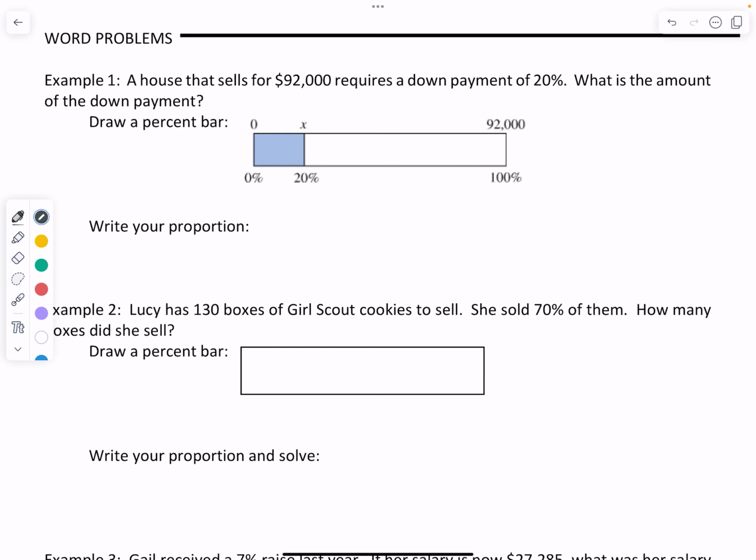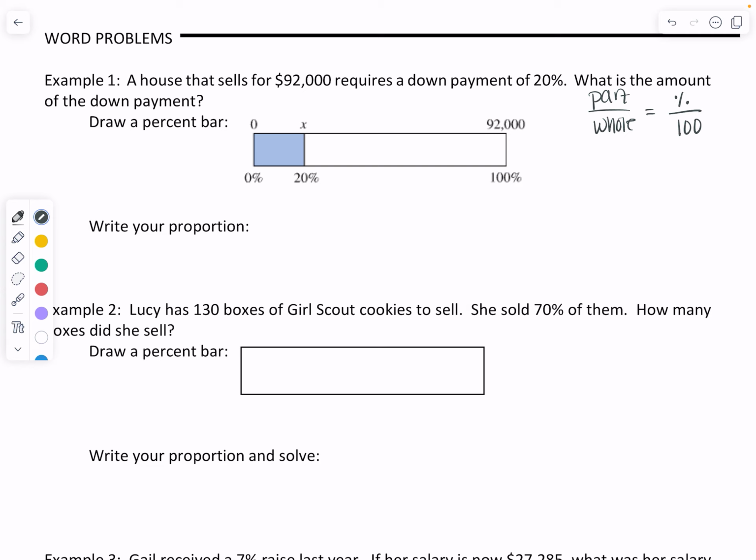So here's a couple of examples of some word problems out of this section. We're still looking at the same part over whole equals percent over 100. Same proportion we're setting up, but now the context is going to be in a real life scenario. So here's our first example.